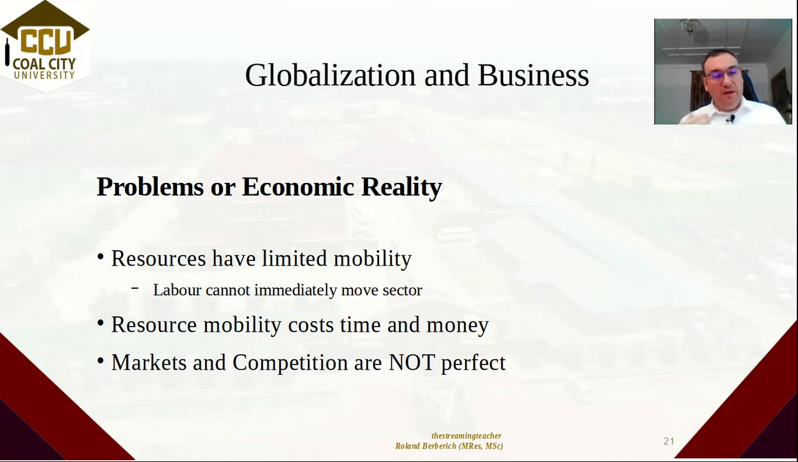The mobility of resources, if you want to move to another country, it will cost you time and it will cost you money. So the question is, is it really worth it? And the new market, the new country, needs to make it attractive for you to come and work.